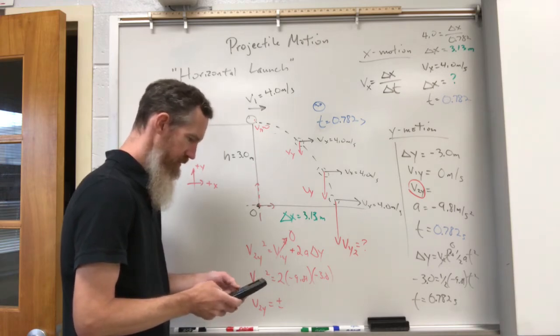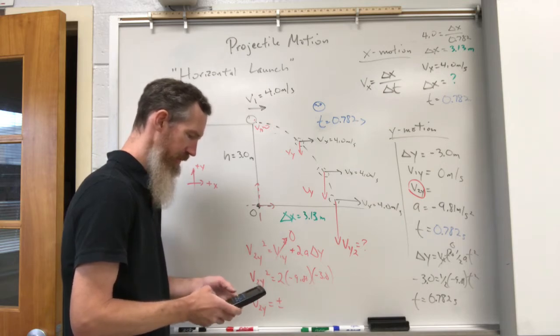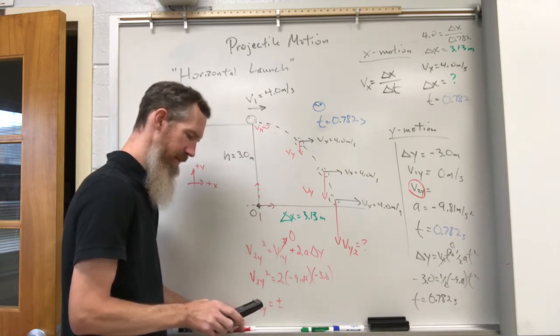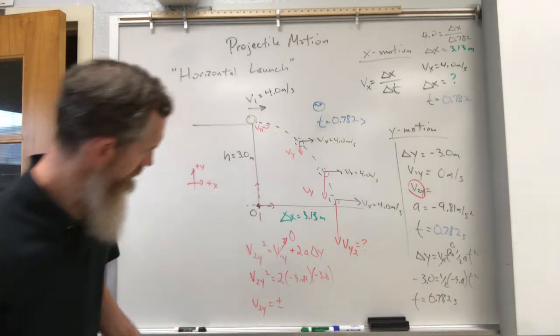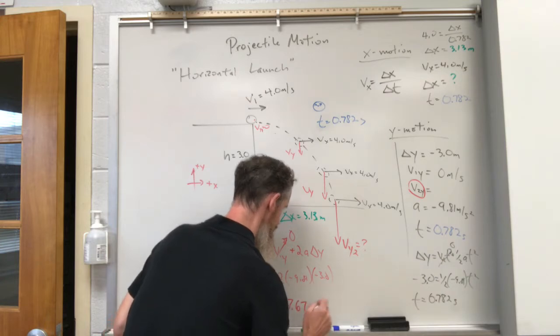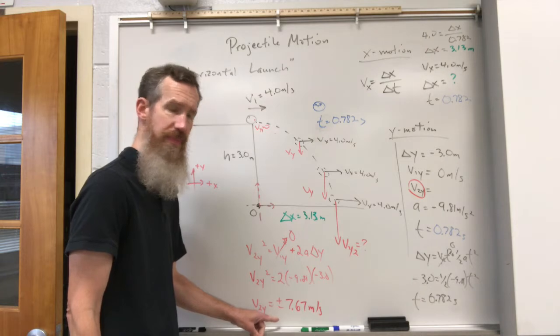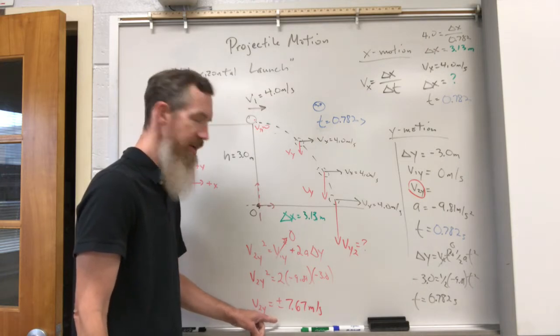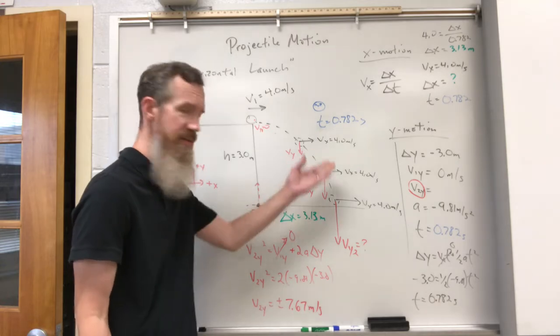And if I do this correctly, we end up with a number of 7.67. Now, it is a root, so there's a positive and a negative value. In this particular case, which solution is more valid? Well, of course, the negative is more valid because this is moving downward.